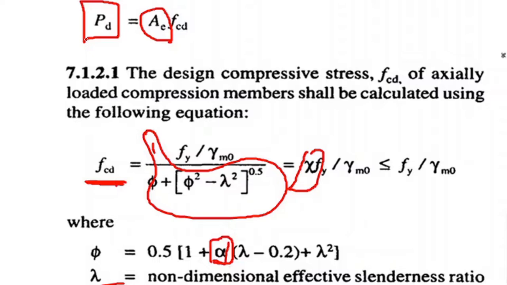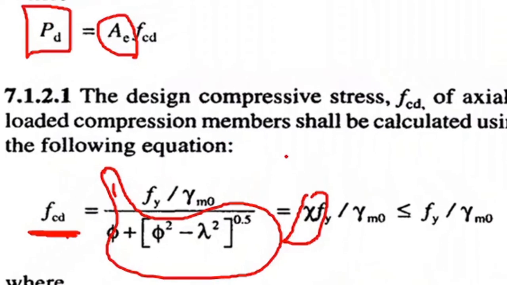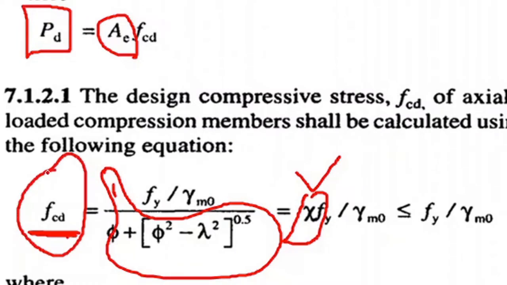Okay, see, is it like you need to use the equation all the time? It is not. IS 800 has given you the simple way to find out the stress reduction factor, or even directly you can calculate or know the value of design compressive stress.